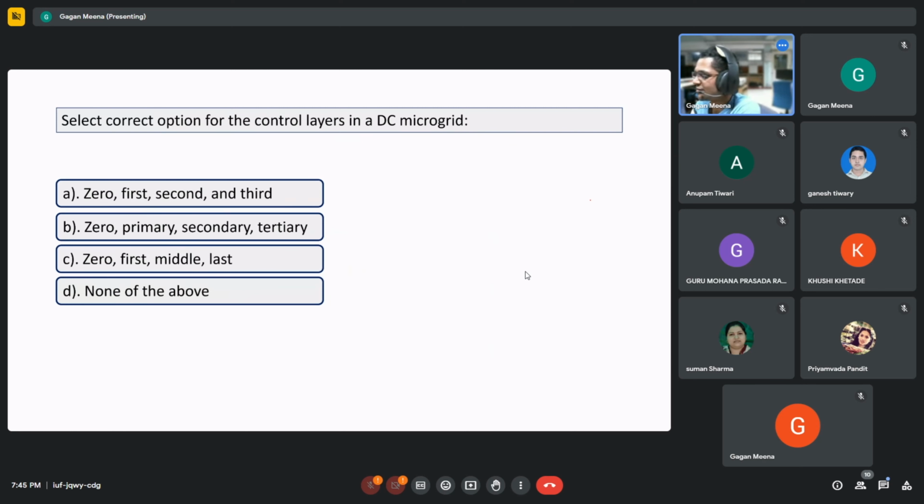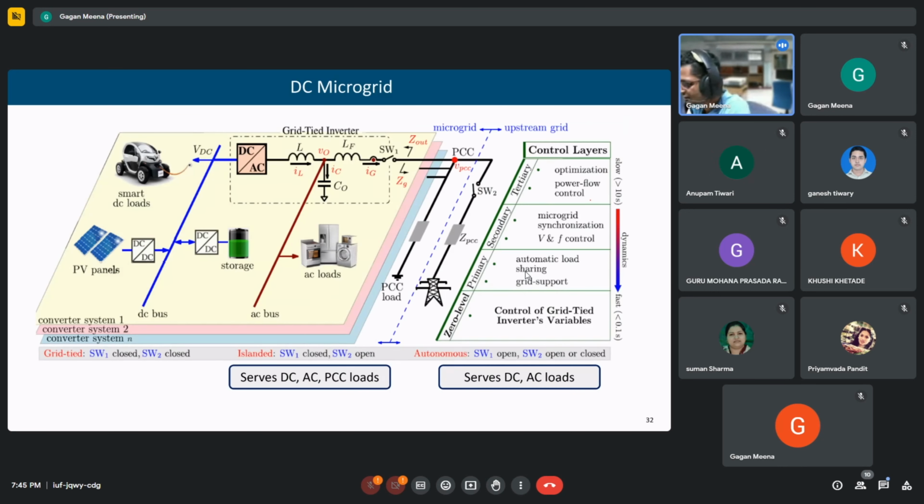Where is that figure? Next. B is the answer. Yeah, this is the figure. B. Select correct option for control layers in DC microgrid. B, yes, B is correct. So zero, primary, secondary and tertiary. So this is that figure.